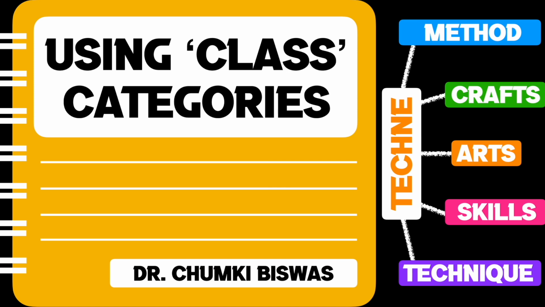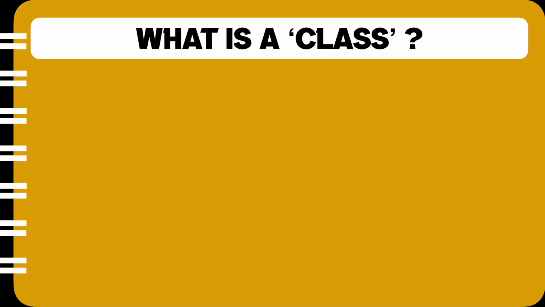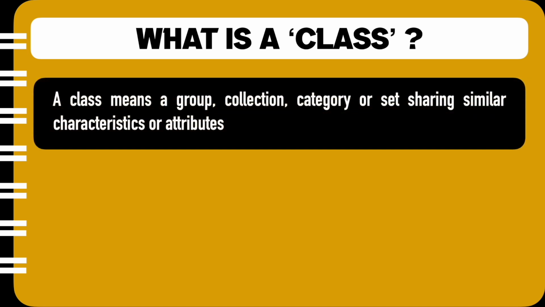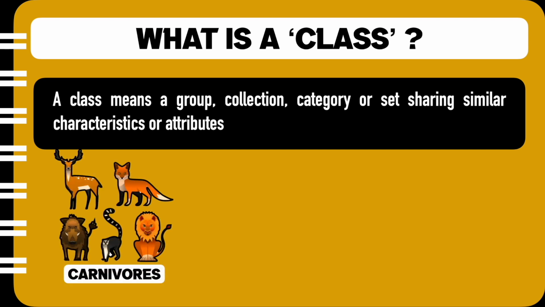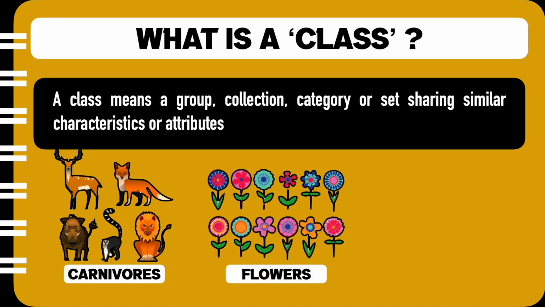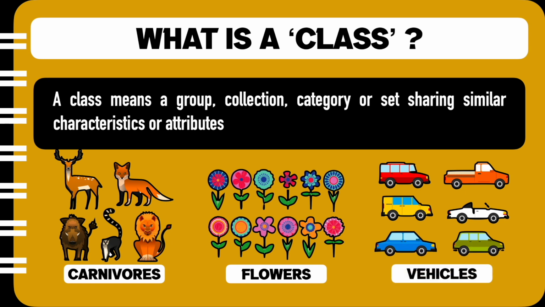In this video on technical writing, I'm going to be talking about how to use different class categories to frame a definition. First, I would start with the definition of a class. A class means a group, collection, category, or set sharing similar characteristics or attributes. So let us take an example. A tiger belongs to the class of carnivores, a rose belongs to the class of flowers, and a bus might belong to the class of vehicles.